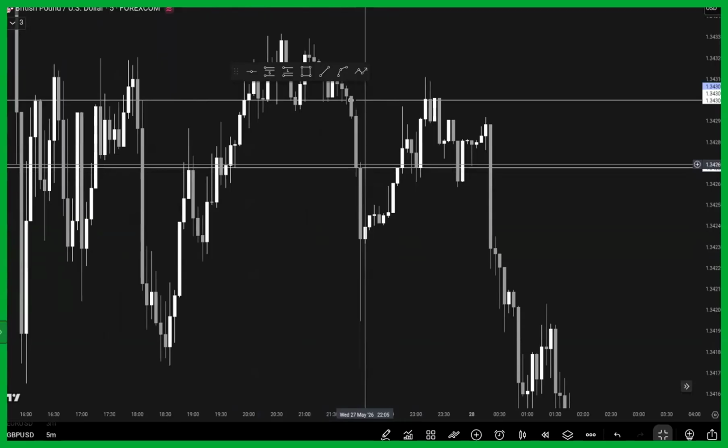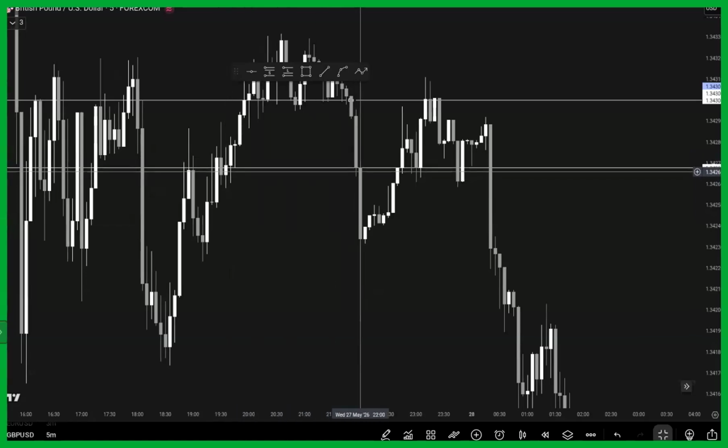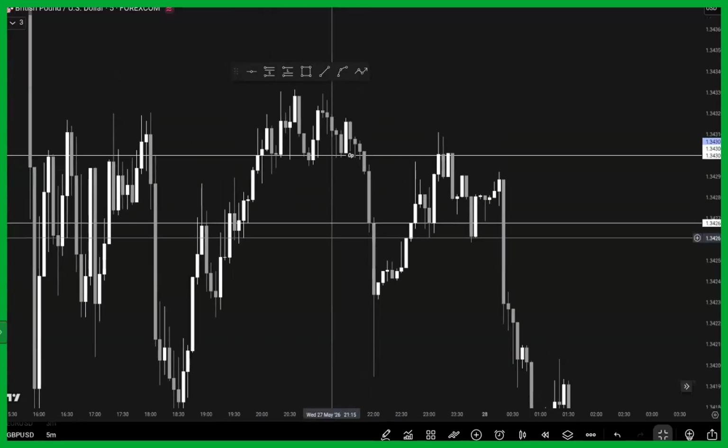Let's see when this particular market opens. Which candle does it align with? It aligns with this one. Yes. Like I said, it opens at 10 o'clock. This is 10 o'clock. Seems like I was the one that made the mistake.